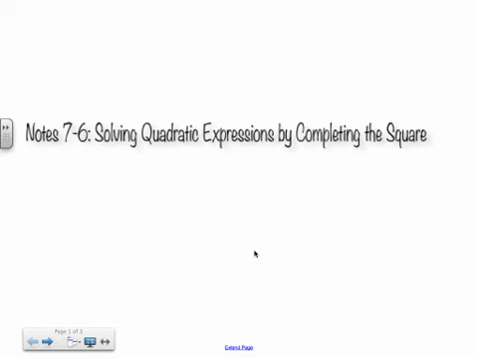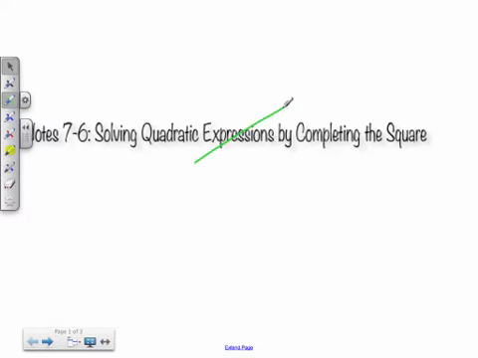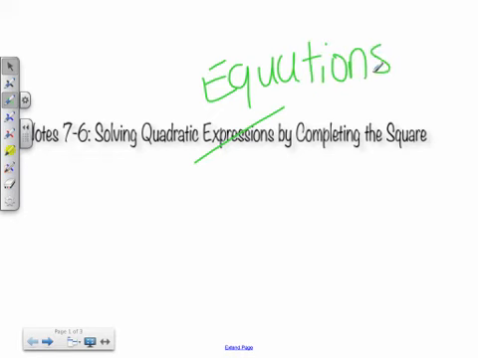Hope you're doing well. We are going to do the second to last lesson of the unit, which is about solving quadratic. This should say equations, not expressions. So if you could cross that off and change it to equations by completing the square. This whole unit is about solving all sorts of quadratic equations with different methods. Our second to last method, excuse me, is by completing the square.